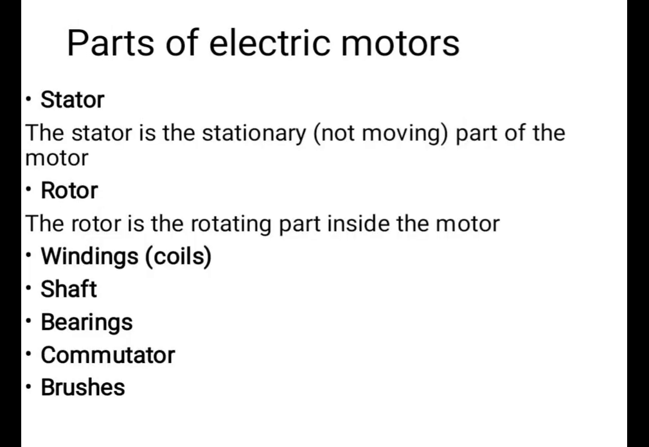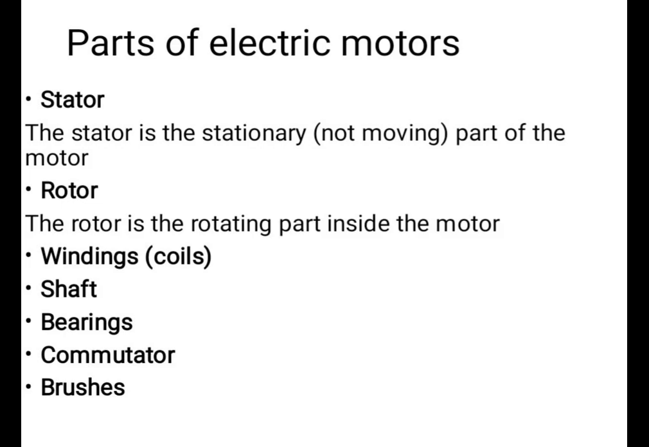Parts of an electric motor. Stator. The stator is the stationary, not moving, part of the motor. It produces a magnetic field. It is usually made of iron cores and windings, coils of wire.